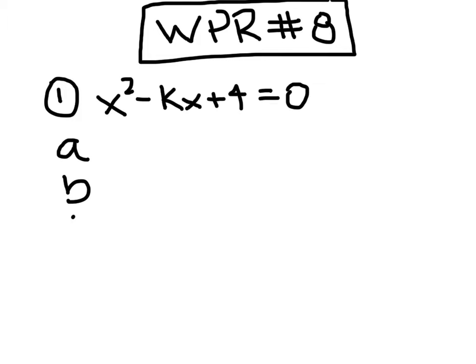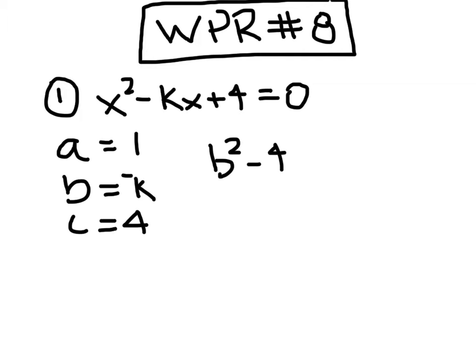Let's find our a, b, and c values. A is the coefficient of the x squared term, b is the coefficient of the x term, and c is the constant. The discriminant b squared minus 4ac must be equal to 0 for there to be equal roots.